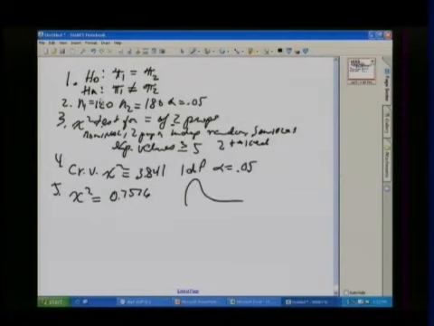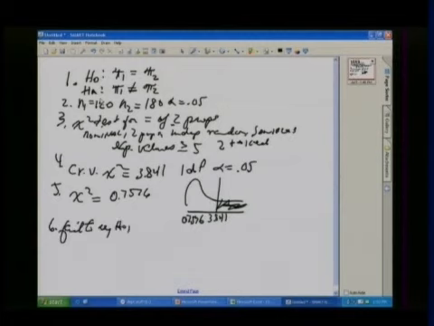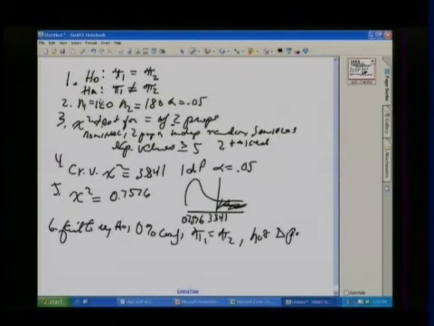If I put it on my diagram, remember, here's 3.841. Here's 0.7576 over here. Here's my rejection region. So I'm going to fail to reject the null. So now I'm ready for step 6. In step 6, that's what I would say. Fail to reject the null. Okay, I've got 0% confidence because I failed to reject the null. And what I think is proportion 1 equals proportion 2. I'm not going to change policy because I failed to reject. Not going to change policy.